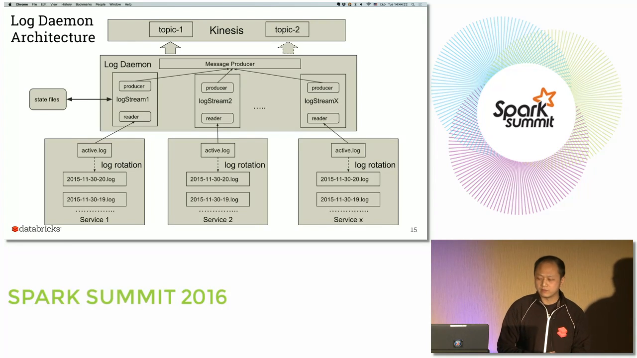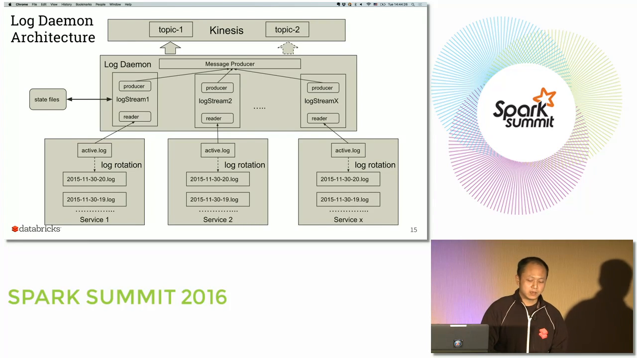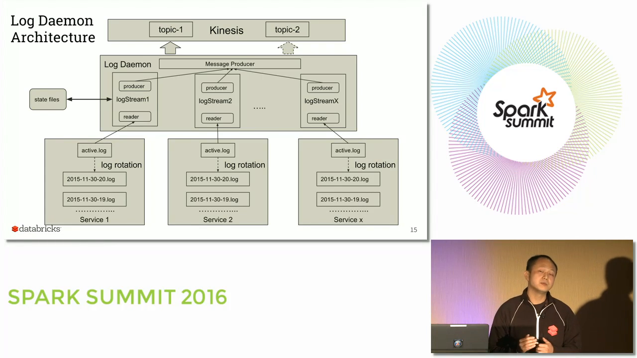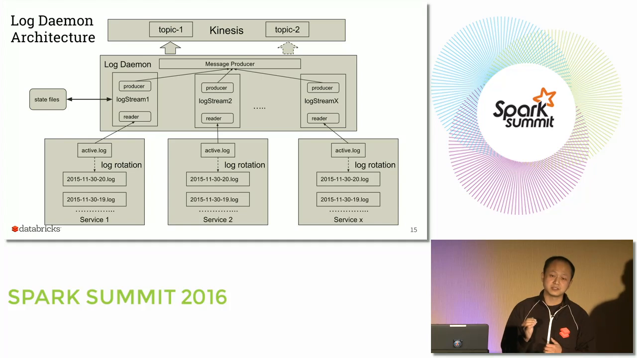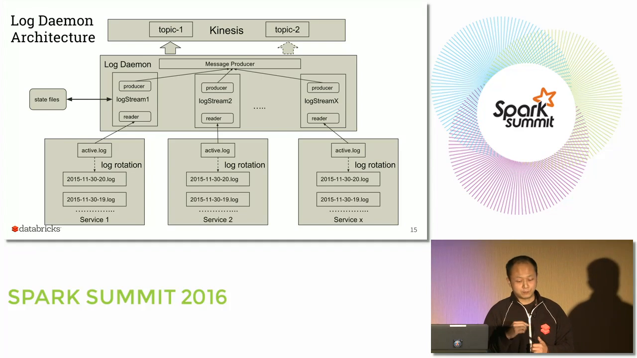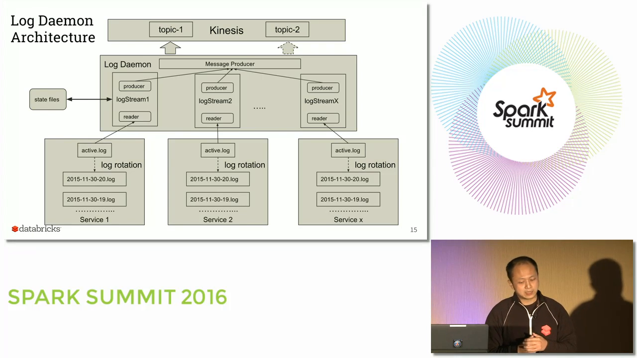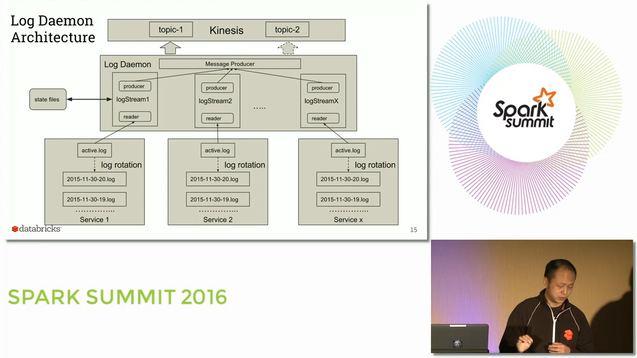So this is the architecture of our Log-daemon. You can see we have a long-running service called Log-daemon here. Inside Log-daemon, we create one log stream for every service. And then we persist the states in files, so that when the Log-daemon is up, it will go back to check all the active and rotated log files, and then send any remaining messages. One thing to note is we only keep one instance of our message producer, because a message producer could be quite expensive, especially the Kinesis producer. We do some aggregation inside the message producer, and finally we send data to Kinesis.